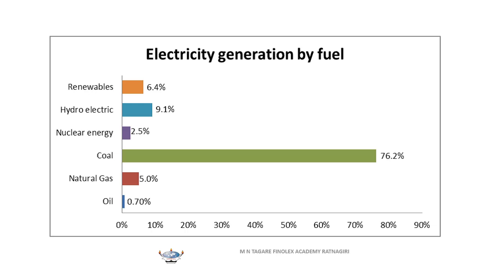Then, followed by hydroelectric, its share is 9.1%. Then renewable energy sources are 6.4%. Natural gas is 5%, and oil is just 0.7%. So this is the contribution of various fuels in electricity generation in India.